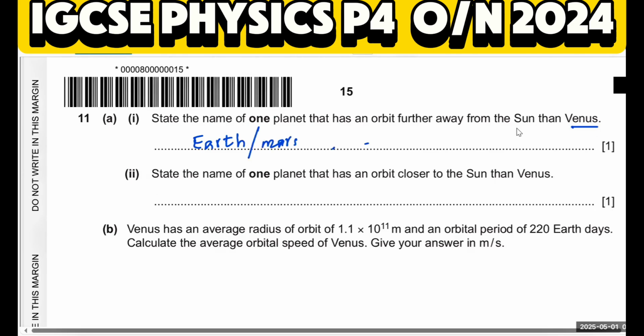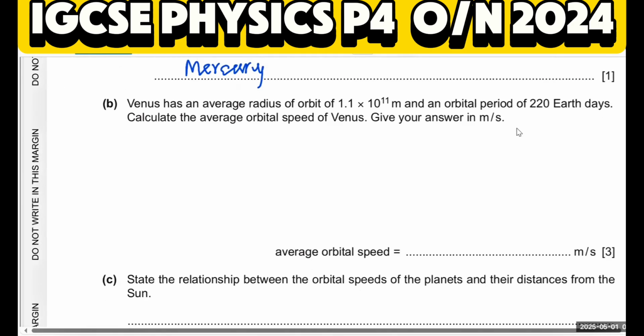State the name of the planet that has an orbit closer to the sun. You know that Venus is the second one. So first one is Mercury, that is closest to the sun. Venus has an average radius of orbit 1.1 times 10 power 11. We always use the average radius because all the orbits are elliptical, and orbital period is given, that is 220 Earth days. Calculate the average speed of Venus. Give me your answer in meters per second.